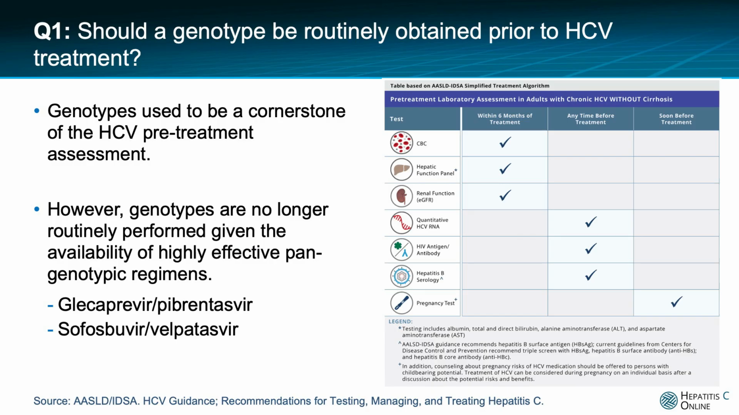In the days of interferon-based therapies and first-generation oral therapies, genotypes used to be a cornerstone of the hepatitis C pre-treatment assessment. However, genotypes are no longer routinely performed and no longer recommended as part of the simplified treatment algorithm, given the availability of highly effective pan-genotypic regimens, which include glecaprevir/pibrentasvir and sofosbuvir/velpatasvir.